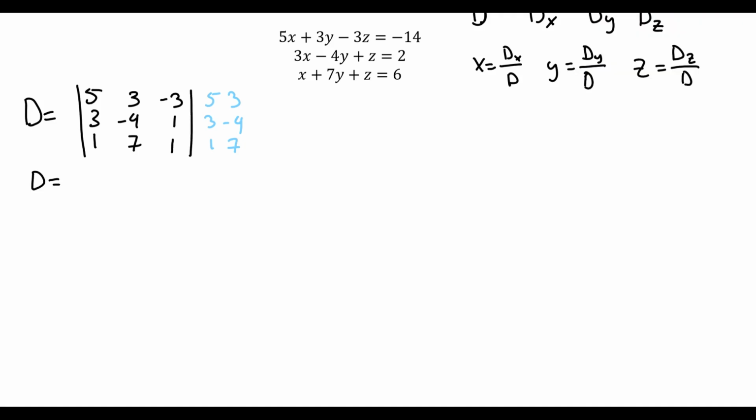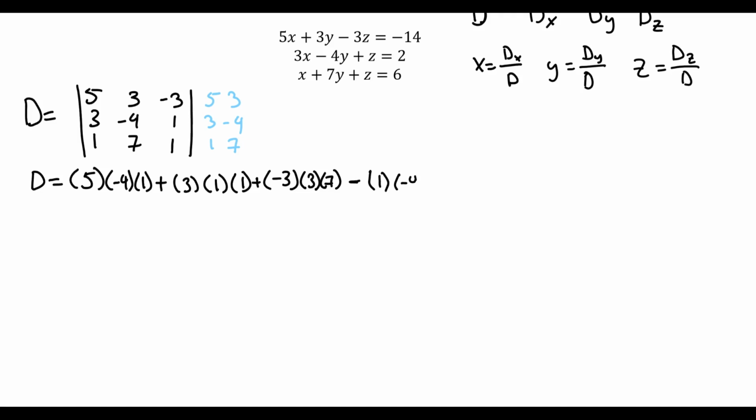So now d is going to be equal to 5 times -4 times 1, plus 3 times 1 times 1, plus -3 times 3 times 7. Remember, these were my first three forward diagonals. Now I go to my backward diagonals, where they start with a minus sign.